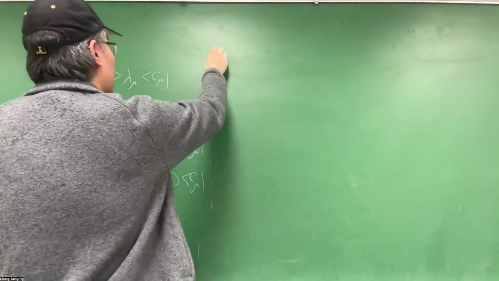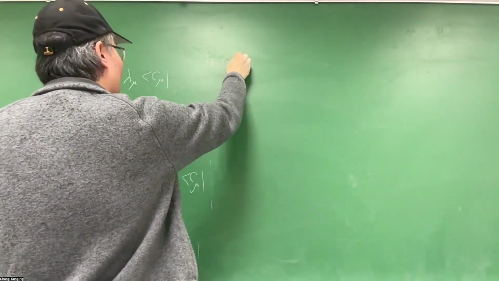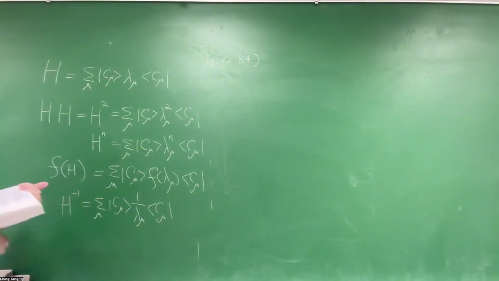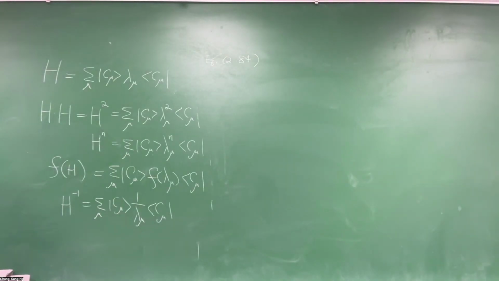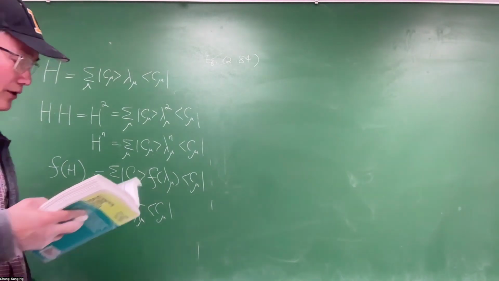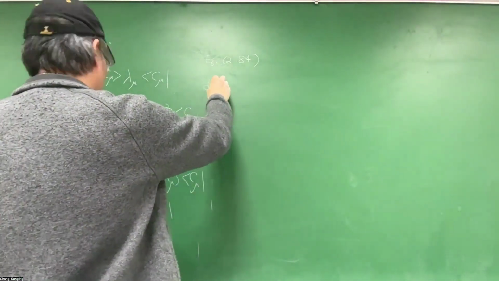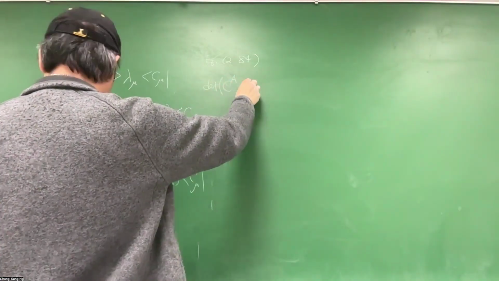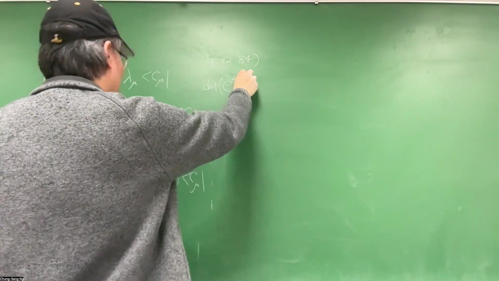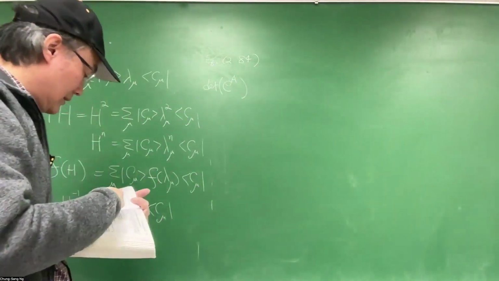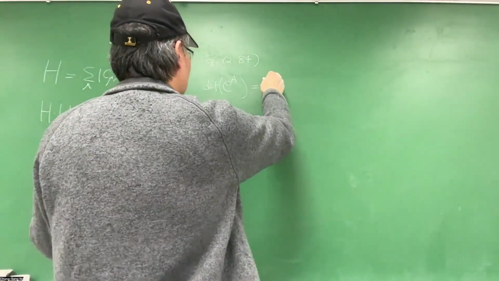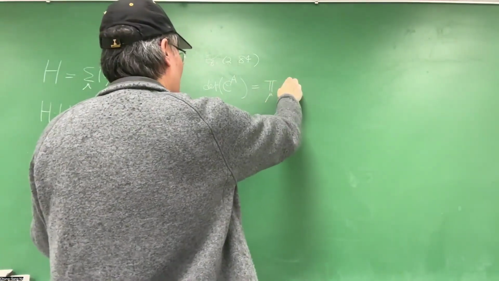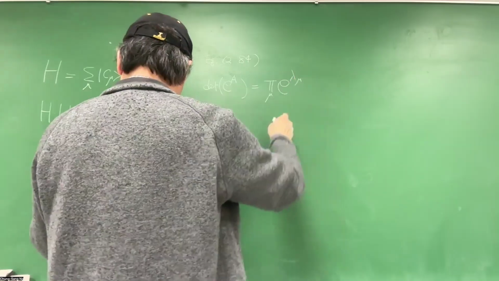This equation 1.84 is stated there without proof, and that is the statement that for a Hermitian operator, the determinant of the matrix exponential function of A is the product of all the exponentials of lambda mu.